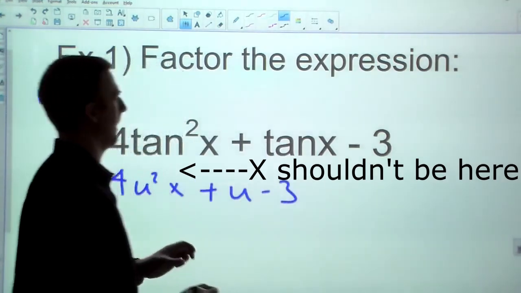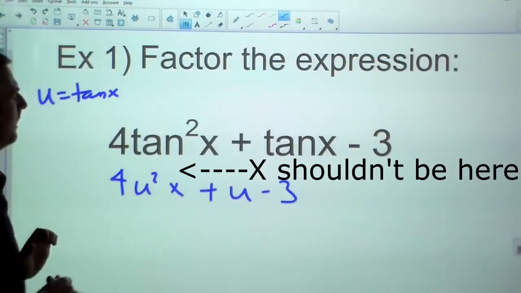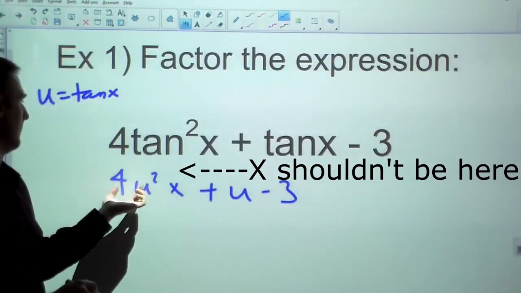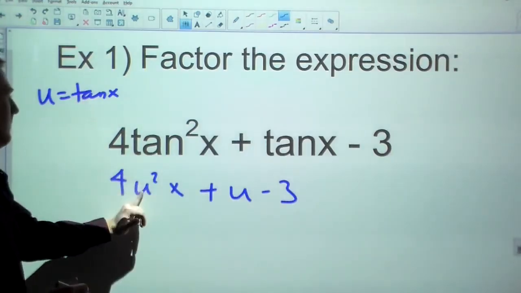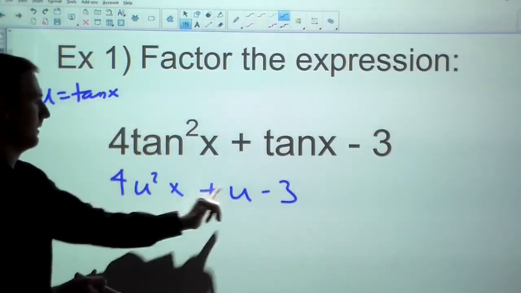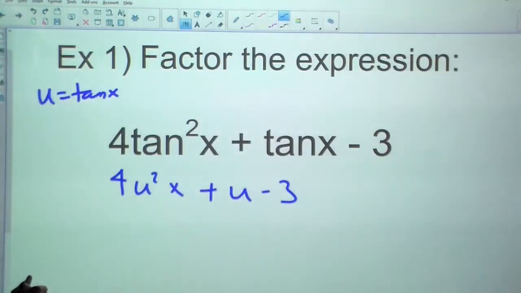And if that happens, then we should be good to go. So there's what it would look like if I made that substitution. And it's got U squared, it's got U. Let's just make sure everything verifies. If I put tangent here, I get tangent squared, that's good. Put tangent here, that's tangent. So it looks like we're good to go.